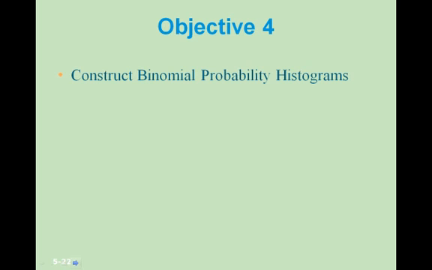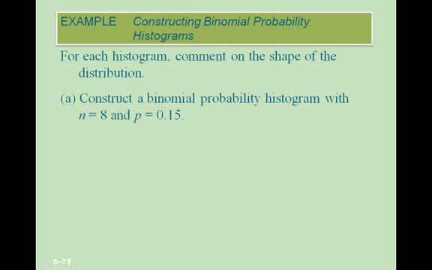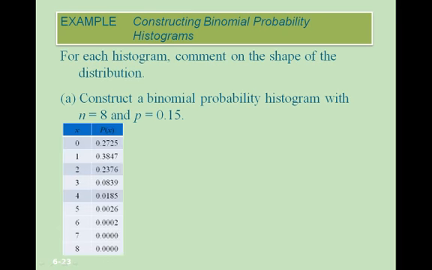Objective 4. We want to construct binomial probability histograms. Let's look at an example. For each histogram, we want to comment on the shape of the distribution. For part A, we want to construct a binomial probability histogram with n equal 8 and p equal 0.15. So here we've listed a table with our x values 0 through 8 and then the probability of x, which we can find either in the table or using a calculator or the formula.